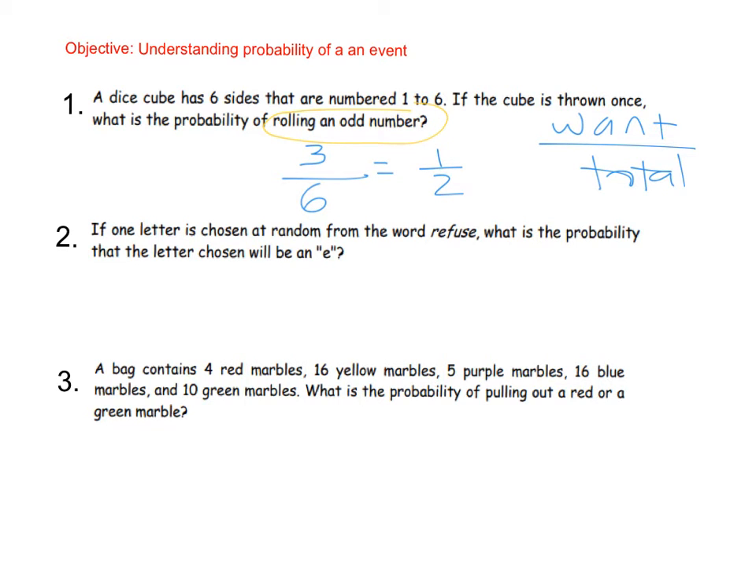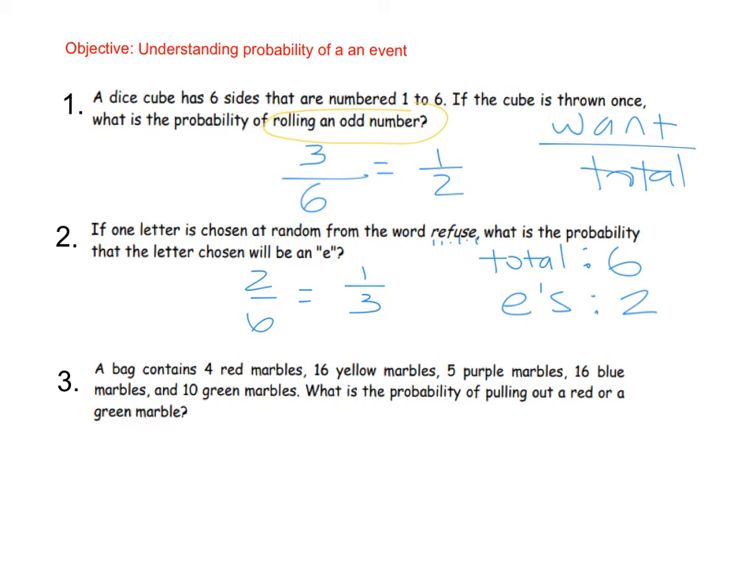If one letter is chosen at random from the word refuse, what is the probability that the letter chosen will be E? So my total, how many letters are in the word? 1, 2, 3, 4, 5, 6. And then how many E's are there? There are 2 E's, so 2 out of 6, which is 1/3.